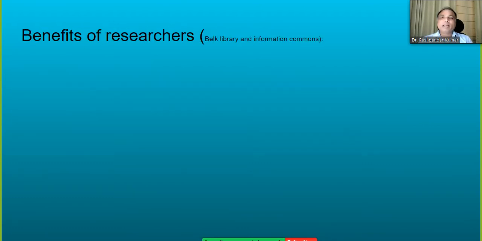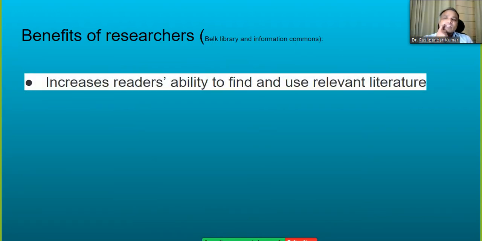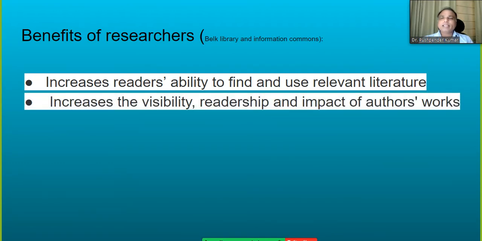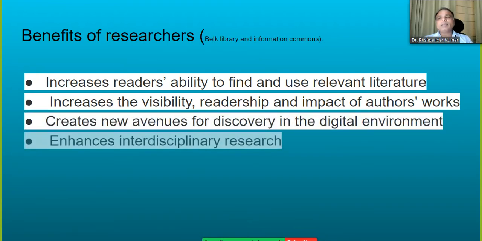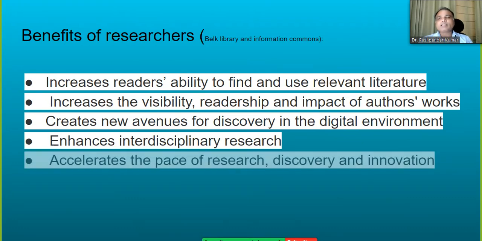Now what would be the benefits? According to Belk Library and Information Commons, it increases readers' ability to find and use relevant literature. When it is open access, everybody will be able to read. If I want to read some literature, I will be able to read. Increase the visibility, readership, and impact of the author's work. Create new avenues of discovery in the digital environment. Enhances interdisciplinary research. Accelerate the pace of research, discovery, and innovation. So these are a few benefits you can see.